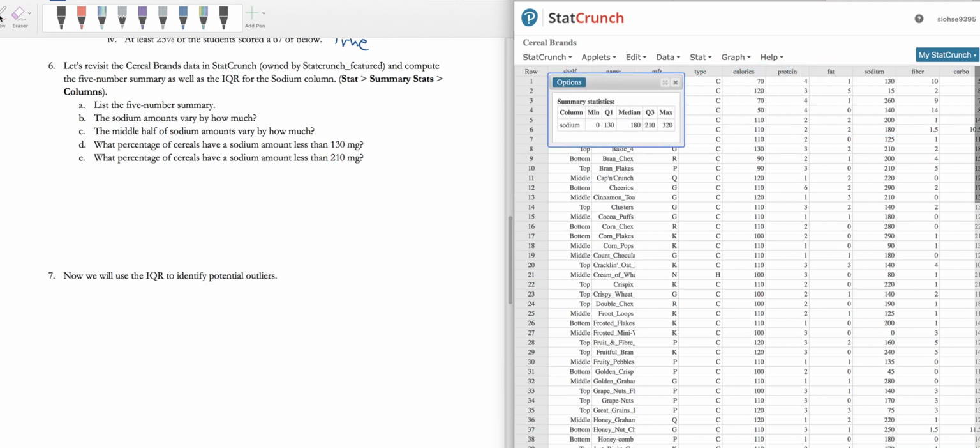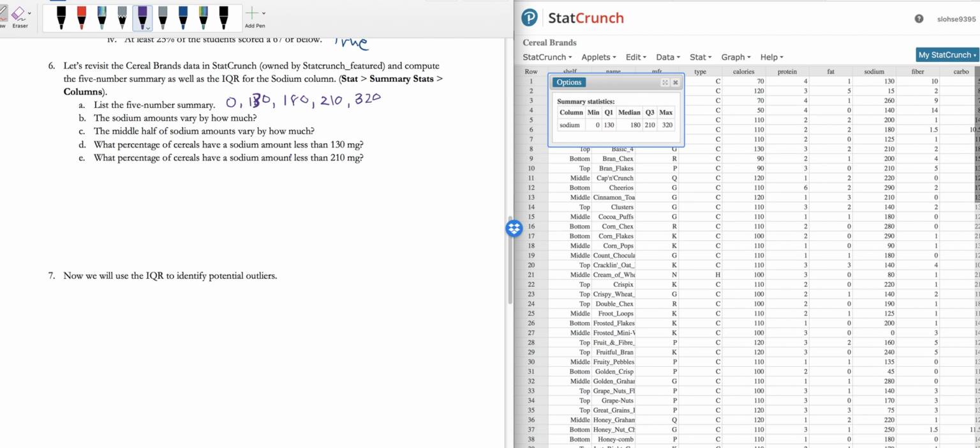So let me go ahead and transfer those over to my Word document here. So let's see, our 5-number summary is 0, 130, 180, 210, and 320. Okay, let's see, that 3 wasn't too good. All right. Sodium amounts vary by how much?